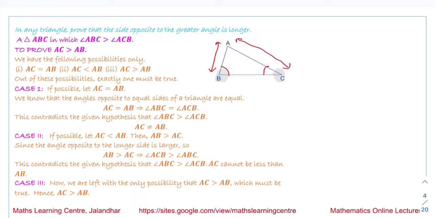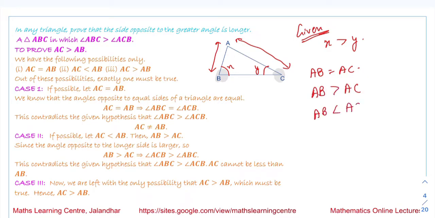We are saying that three cases can be there. What is fixed over here is that if I write this angle as X and this as Y, then X is greater than Y. This is given to us. So there are three cases. First, AB is equal to AC. Second, AB is greater than AC, and third, AB is less than AC.